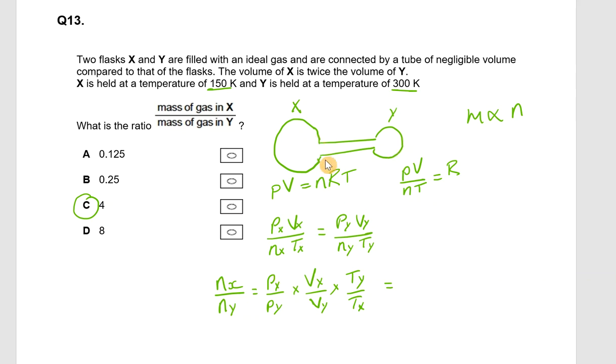Well, I said the pressures were the same, so the ratio of pressures is going to be 1 over 1. The volume of X, what were we told? We were told the volume of X is twice the volume of Y. So I can just say that's 2 over 1 for the volumes. And the temperatures: X is at a temperature of 150 and Y is twice as hot at 300 Kelvin. So again, I can just put it in as ratios. So altogether, that comes out as 4. So the ratio of the number of moles of X over the number of moles of Y is 4, but that's going to be exactly the same as the mass of X over the mass of Y.